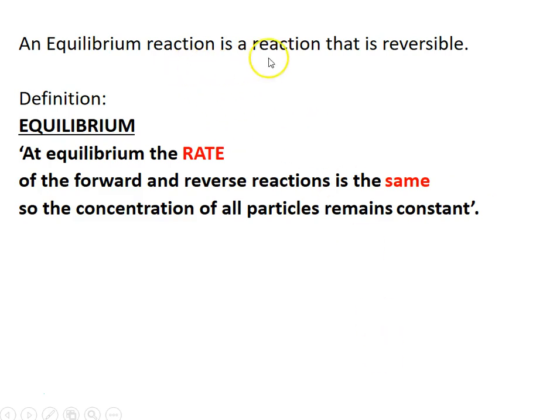So an equilibrium reaction is a reaction that's reversible, so that you could form products and then back to reactants. Definition: at equilibrium, the rate of the forward and reverse reactions is the same. So the concentration of the reactants and the products at equilibrium will remain constant, which doesn't mean that the reaction has stopped. The reactions are still going, so it's a dynamic equilibrium.